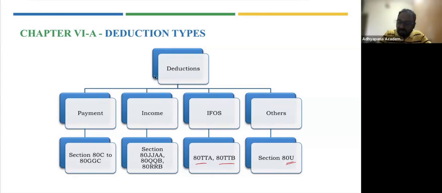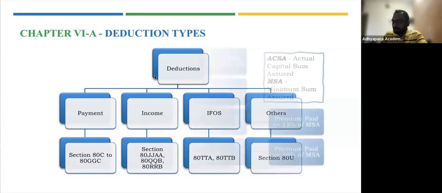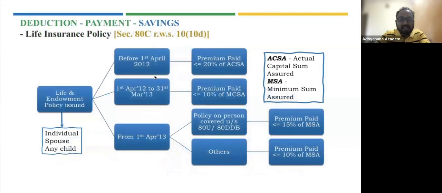Okay, so we'll start with, of course, the first section, 80C. So 80C has various deductions. The first and foremost, the most important or common deduction that we're talking about will be LIC. So LIC is discussed under section 80C. LIC can be claimed as a deduction under 80C.